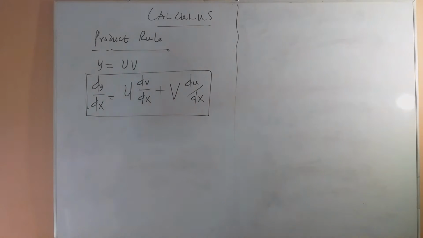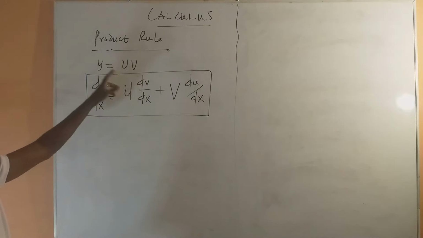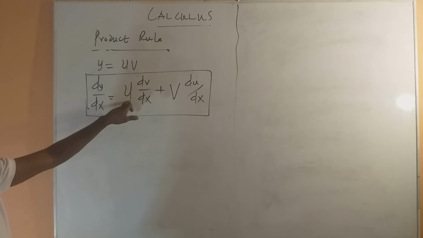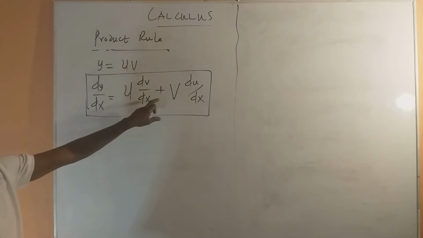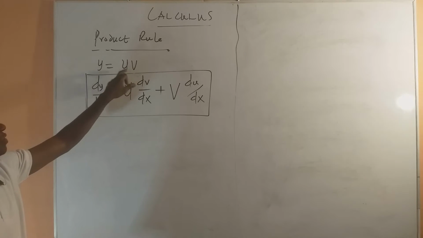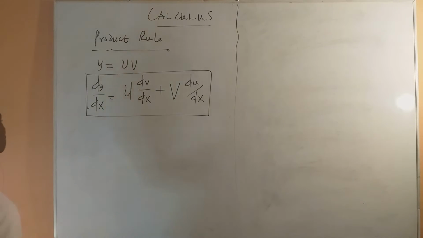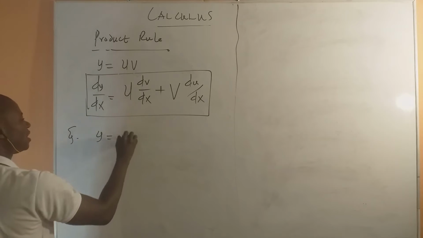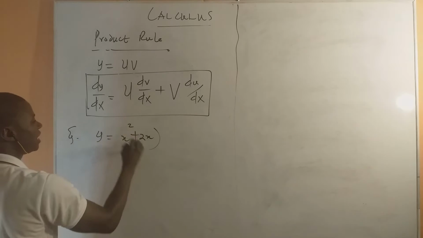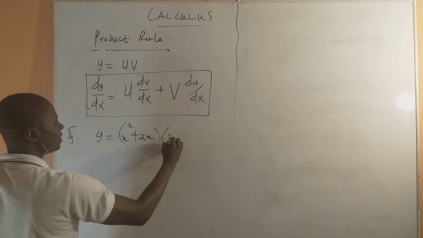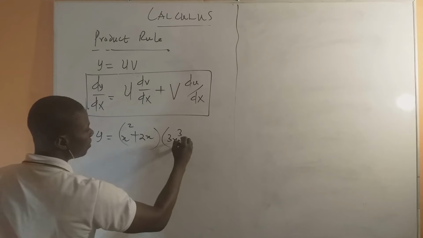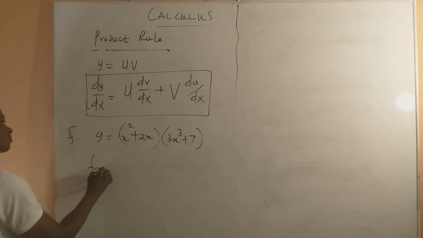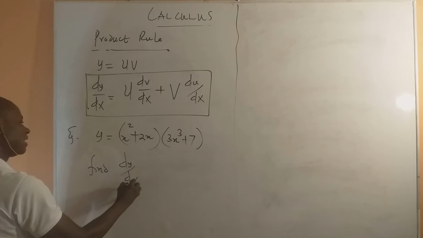So if you have y equals uv, that is two functions multiplying, then you keep u constant, then you differentiate v with respect to x, plus you keep v constant, then you differentiate u with respect to x. Now let's look at this example. Let's assume we have y equals x squared plus 2x, times 3x cubed plus 7, and we are asked to find dy dx.